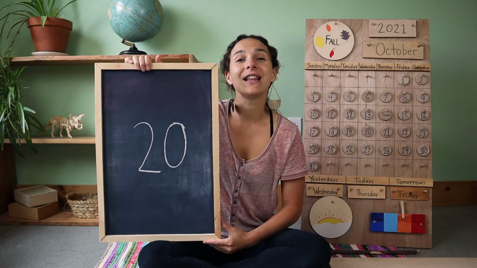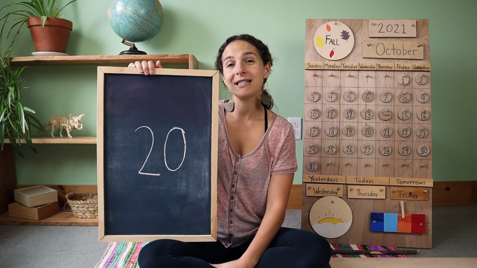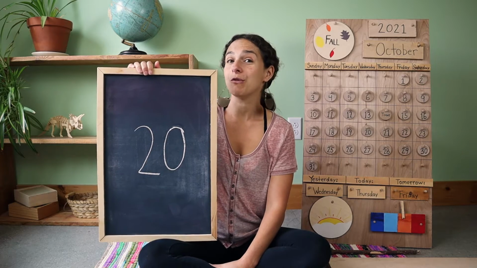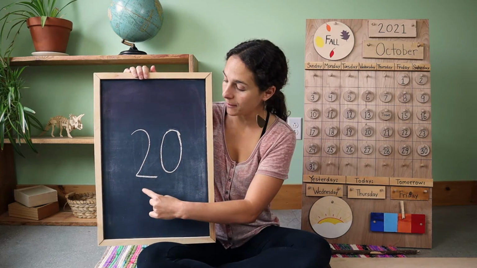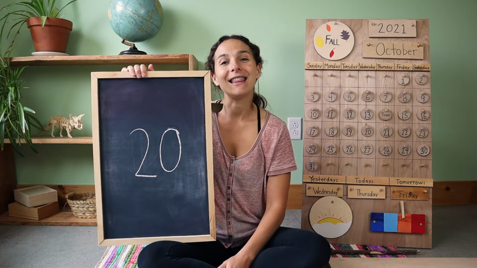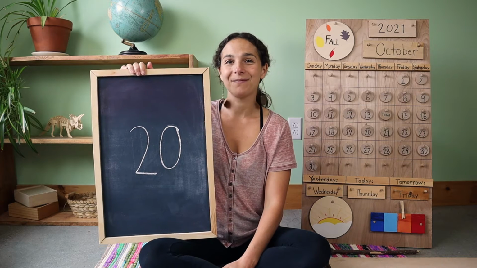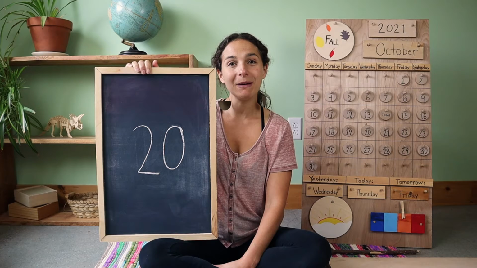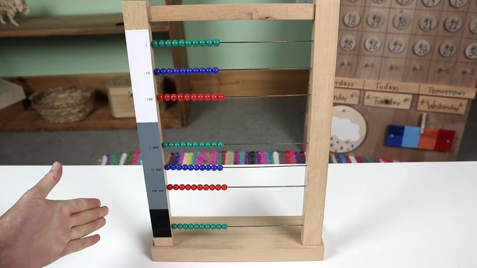And here is the number of the week. Do you remember what double-digit number this is? 20. When you write the number 20, you write two numbers. First, you write the number 2, and then you write the number 0. 20. Let's count to the number 20 together using the large bead frame. This is how you count to the number 20 using the large bead frame.